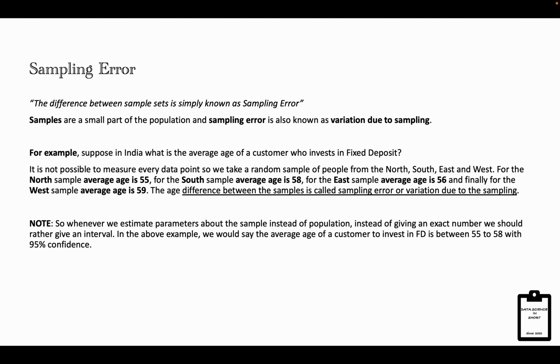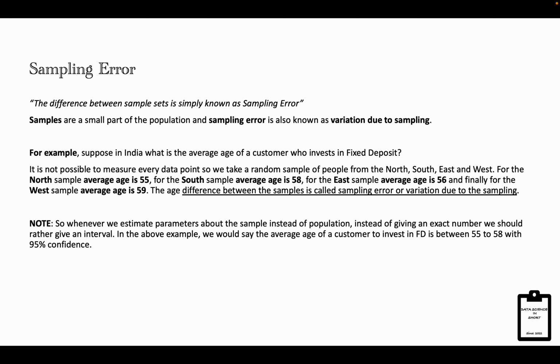The topic is sampling error, standard error, sampling technique, and sample size. So what is sampling error? The difference between different sample sets is simply known as sampling error. Samples are a small part of the population, and sampling error is also known as variation due to sampling.